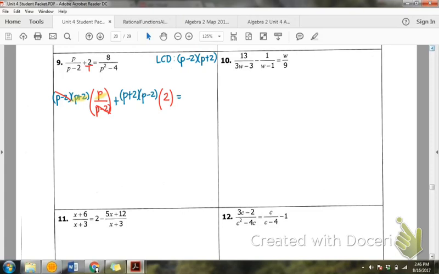What about the 8? If I do p plus 2, p minus 2 times 8 over p squared minus 4. All right, so look what I did. I just did a p plus 2, p minus 2 times each thing. We haven't canceled yet. If we're looking at our first fraction, my p minus 2 cancels with my p minus 2, correct? So I'm left with p times p plus 2.